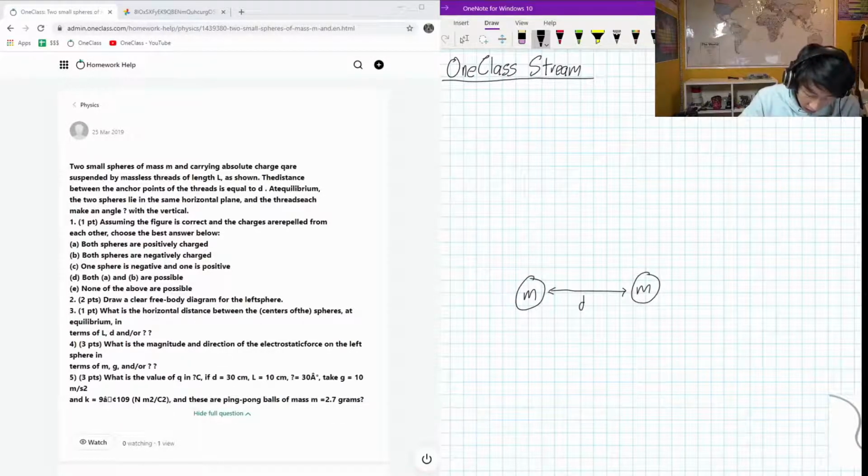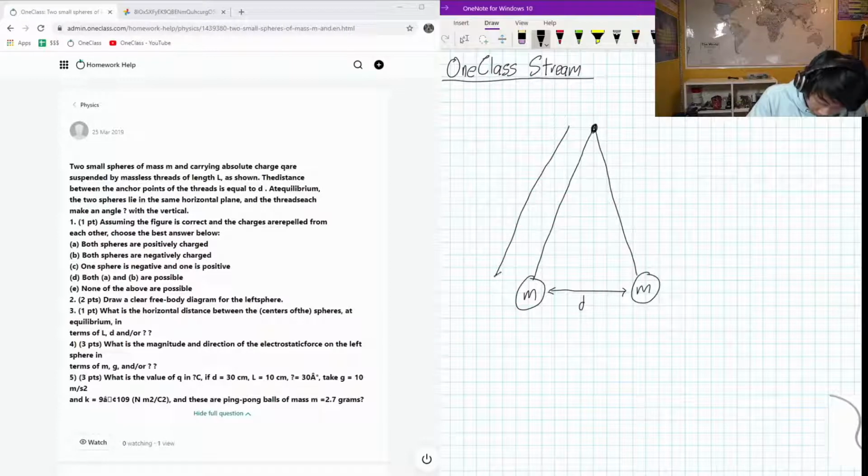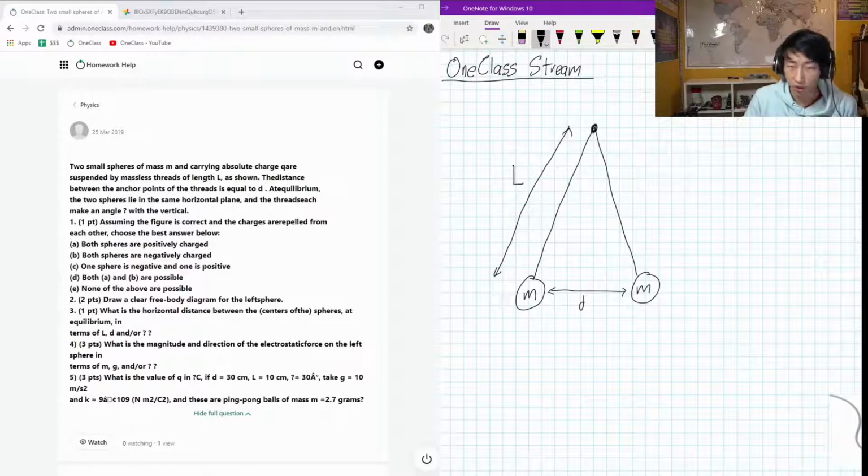And they are both attached via string to an anchor point. They are suspended by massless threads of length L. So L is going to be this distance right here, and it'll be just the same on the other side. I'm not going to draw it just so that we're not too cluttered. But yep, L is the distance that the respective balls are away from the anchor point of the wire.